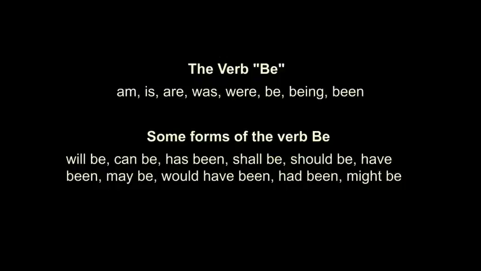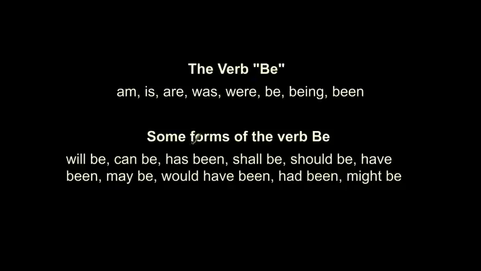The verb be. Now, most linking verbs are going to be some form of the verb be. It's very, very common. And having this little list of be words makes it very easy to find a linking verb in a sentence. Am, is, are, was, were, be, being, and been. It kind of rolls off the tongue. I know it's not in alphabetical order, but this is an easy way to remember it.